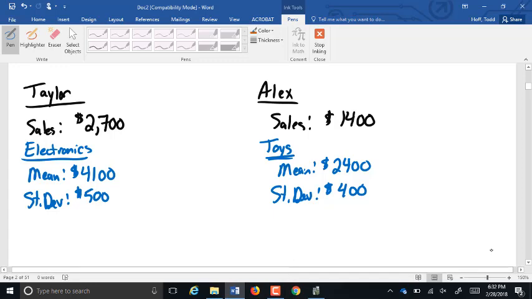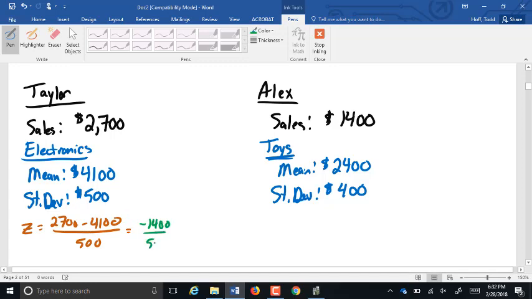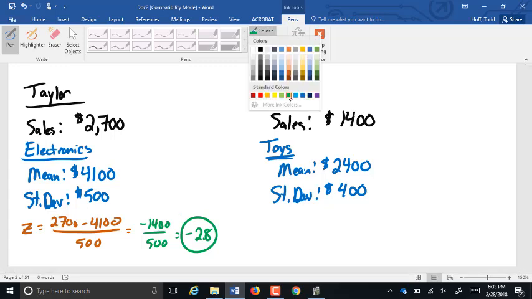So on this one, we've got to find our Z-score. For Taylor, it's going to be 2,700 minus the mean of 4,100, divided by 500. If we subtract 27 minus 41, that's a negative 1,400. Divided by 500 is a negative 2.8. Taylor is 2.8 standard deviations below the mean.